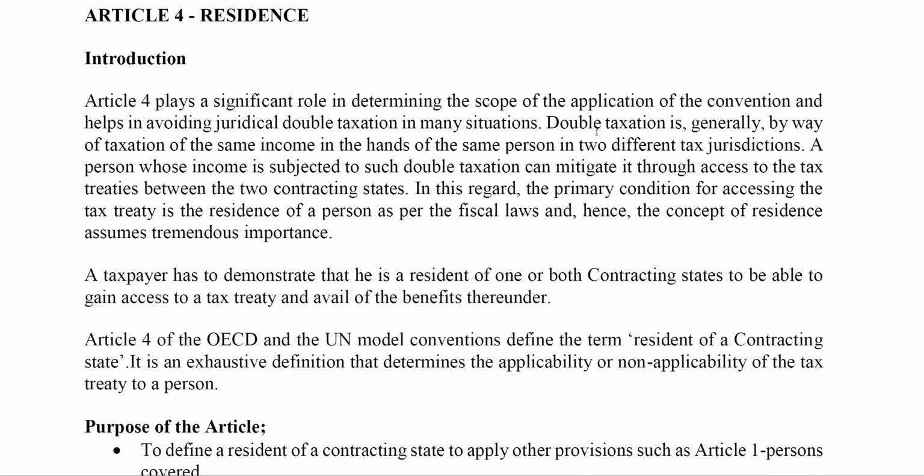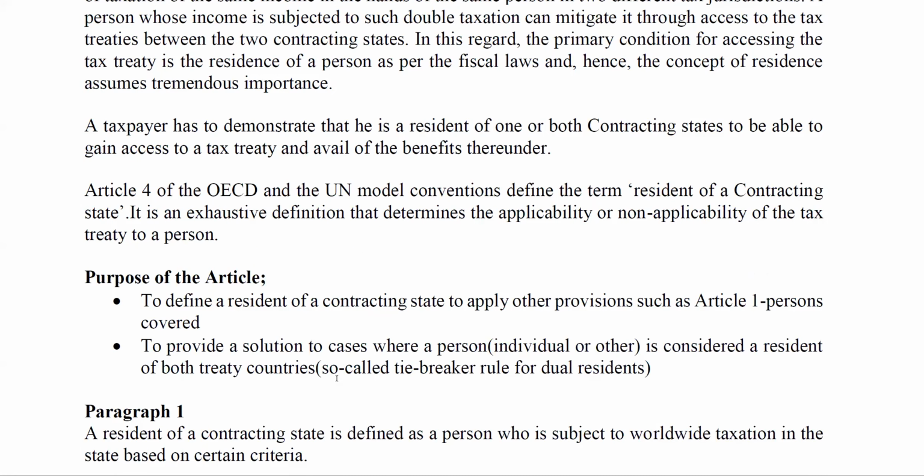Are we okay? So when it comes to residence, you have to demonstrate that you're a resident of one or both of the contracting states to be able to gain access to a tax treaty to avail the benefits under it. Remember the last time when I was talking about enjoying the benefits in a tax treaty, I said you must be resident in both states. Do you remember? Or either of them? Is that okay?